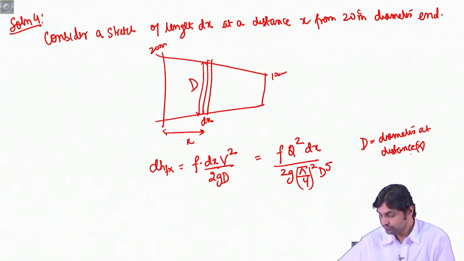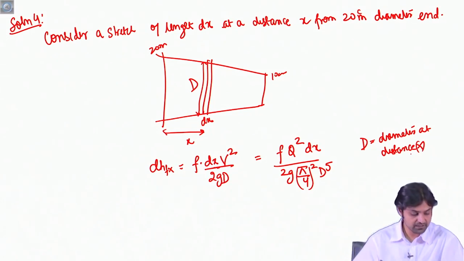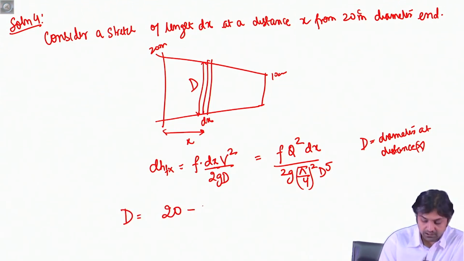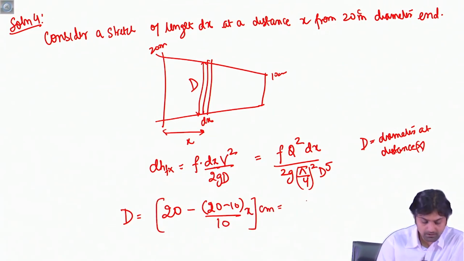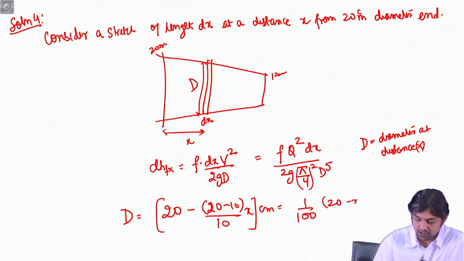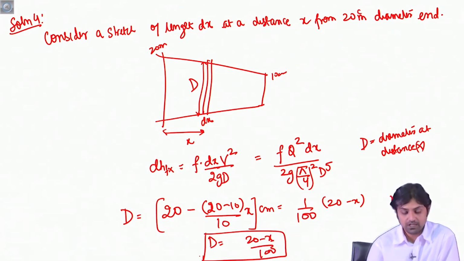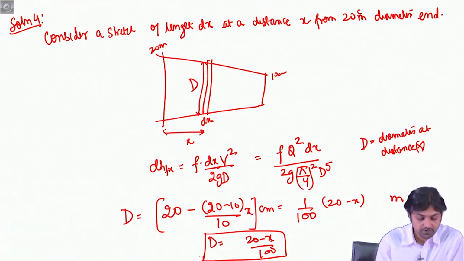All right. So, we need to find what that d is, and d can be written as, see, it will be varying from 20 centimeter. All right. So, we can write, to convert into meter, 1 by 100, and this will come 20 minus x in meters. This is the diameter. So, we proceed forward.